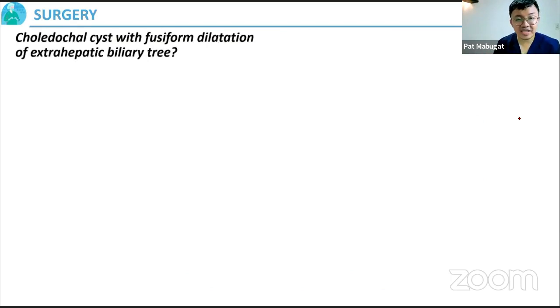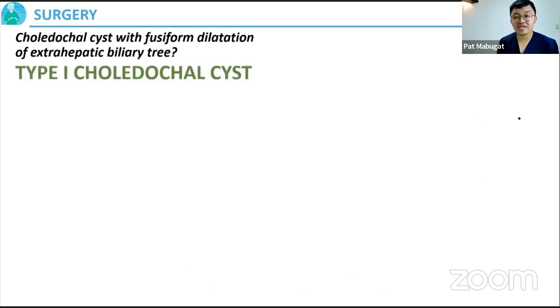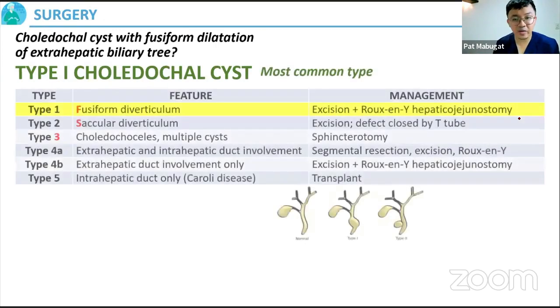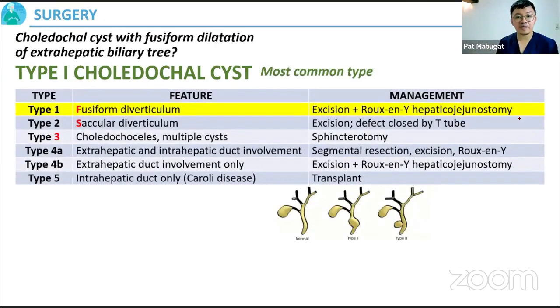Next, choledochal cyst with fusiform dilation of the extrahepatic biliary tree. So we have your type 1 choledochal cyst. It's actually the most common type. Okay, and the way I remember this is I remember this table right here. Type 1 is first, F is fusiform. So what do you do with F? You remove the type 1 and you connect the intrahepatics to the jejunum. So that's excision plus Roux-en-Y hepaticojejunostomy.